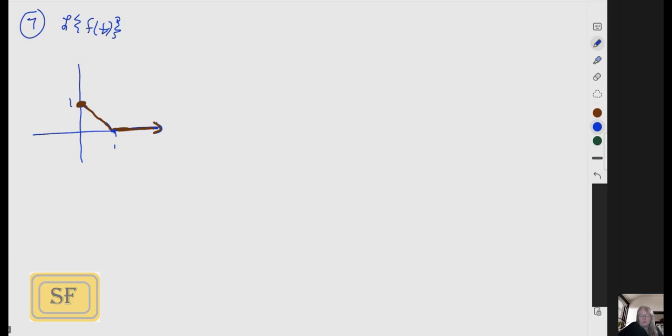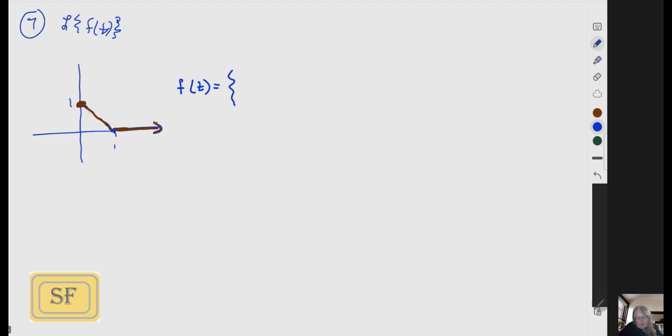For question number 7, we want to look at this graph and find the Laplace transform. So this one is similar to the piecewise defined function that we just did. But I'm going to work this one with unit step functions instead. We could work this with the definition for the Laplace transform if we wanted to, but I'll do this with unit step functions. So I'm going to rewrite that graph in terms of a piecewise defined function.